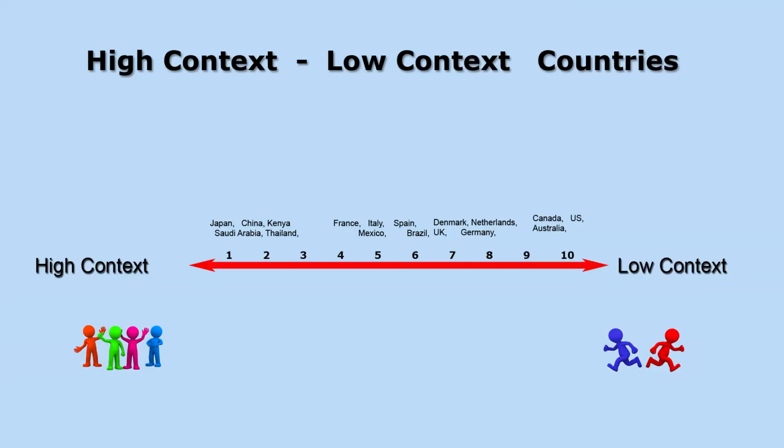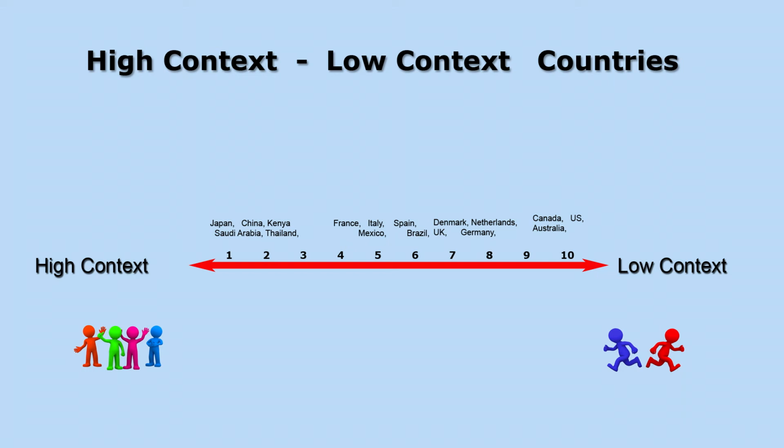Now let's look at what kind of countries are more high context cultures or low context cultures. There are a variety of cultures on this scale, and as we talked about with the cultural scales, they are on one side of the scale or on the other side. Some are in the middle. Let's look at different cultures. If you look at China and Japan and Saudi Arabia, they would be more on the left side of the scale. We can also find there Kenya and Thailand. They are very high context cultures.